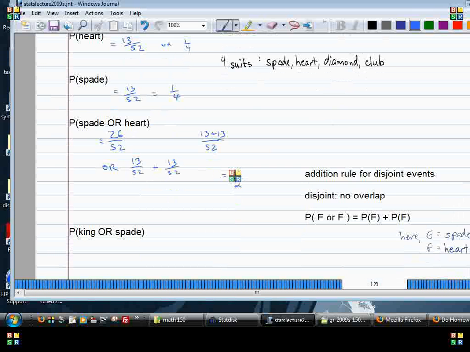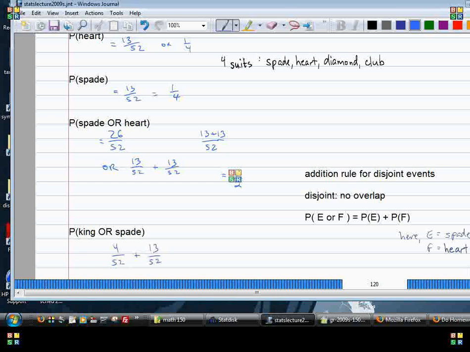How many kings are there? 4. So if I write this in terms of probabilities, it's 4 out of 52. Then how many spades are there? 13. There's 13 out of 52, so we want to add these together. But we made a mistake. If we just leave it here, what did we do? We have double counted what? We've double counted the king of spades.